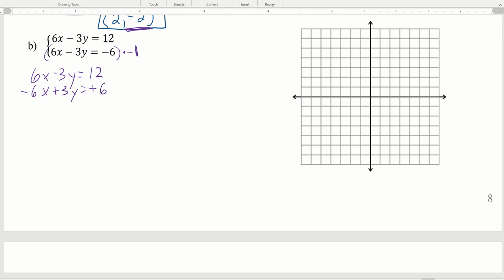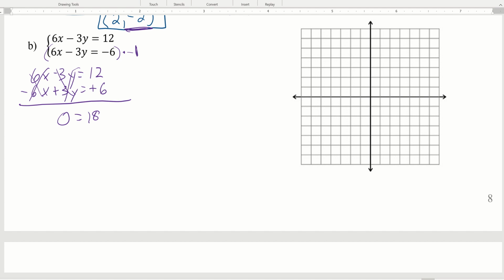Plus 6. And I add straight down. Those terms just happen to cancel, and these ones cancel as well. So I'm not left with anything on the left-hand side, and the right side is equal to 18. When all your variables cancel from the very beginning, you have 2 options. It's either no solution or infinitely many solutions.